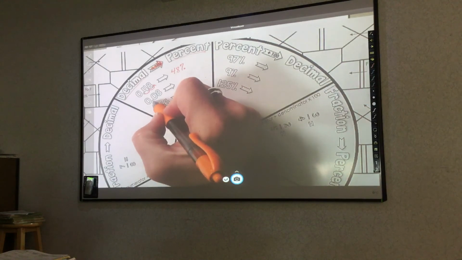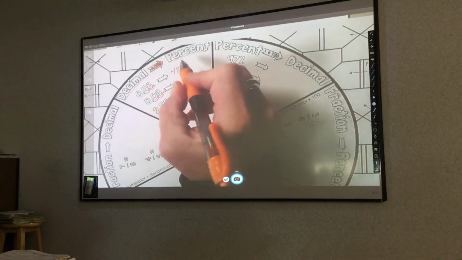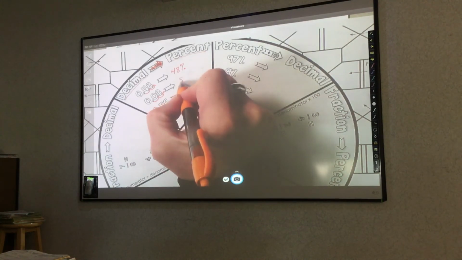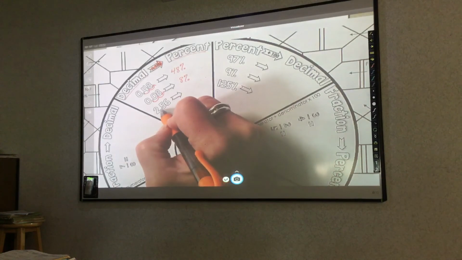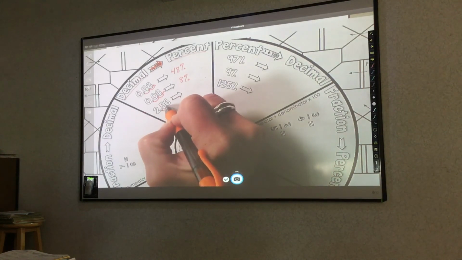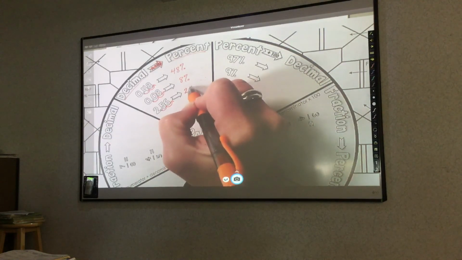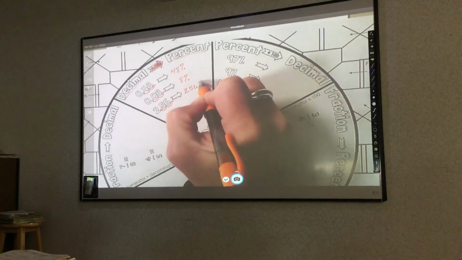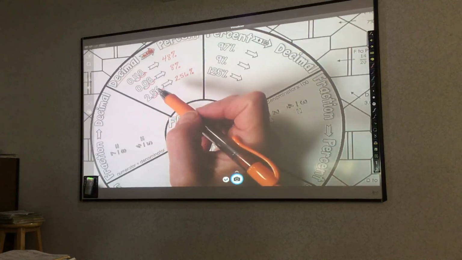I have the decimal and I need to move it 2 places to the right. And that becomes 8%. If I have it here and I move it 2 places to the right, that becomes 256%. It doesn't matter where your decimal is.